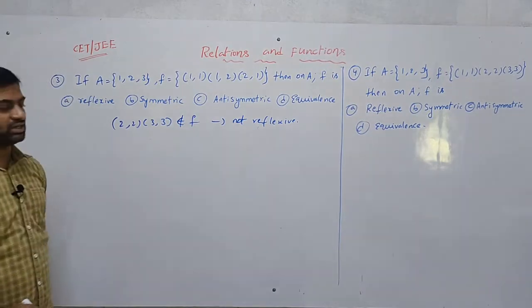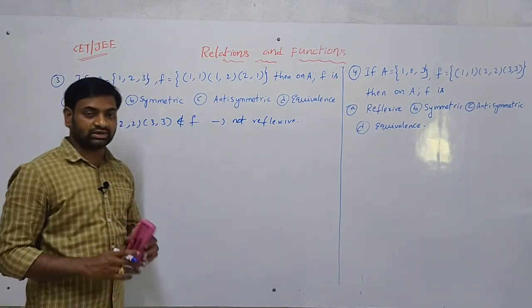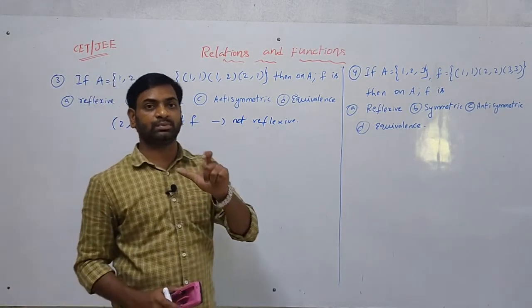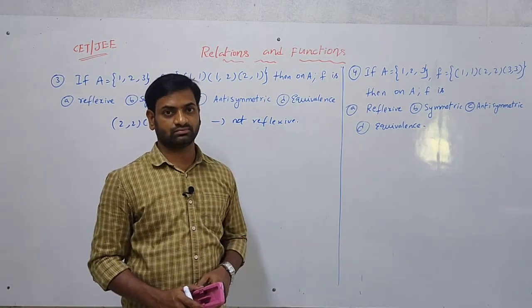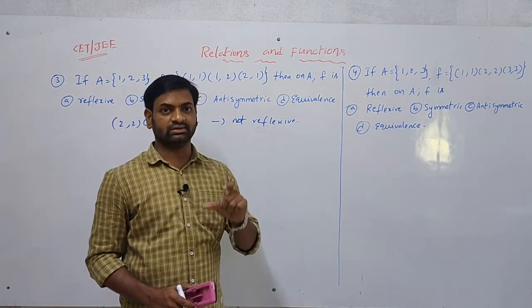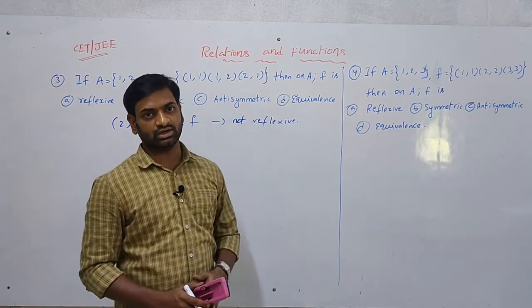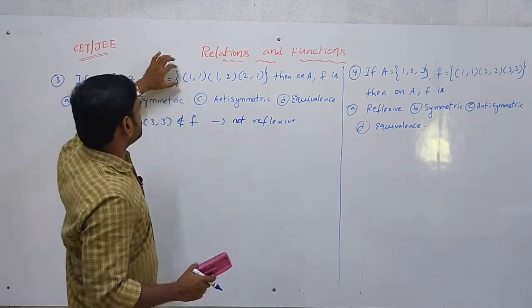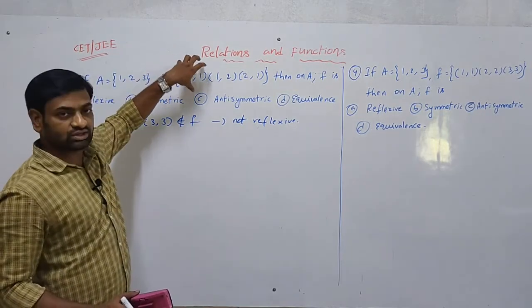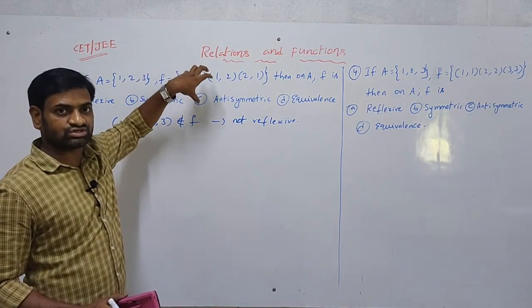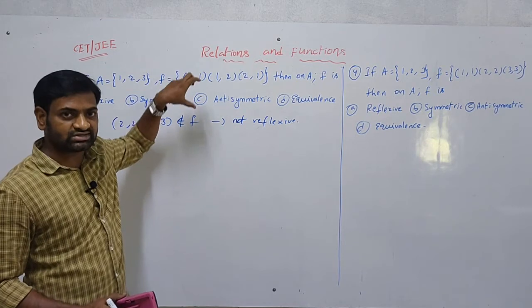Next, symmetric. Symmetric and transitive depend completely upon the given relation. Now see here, in the given relation, how many ordered pairs are there?